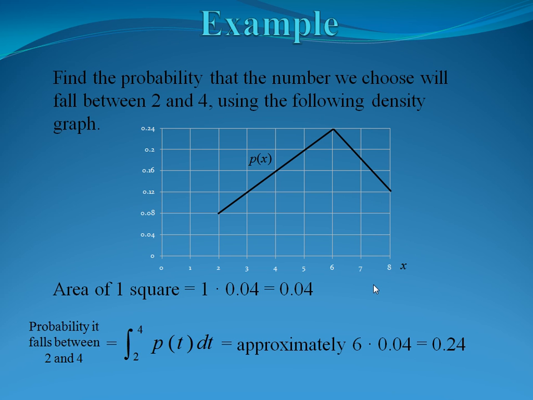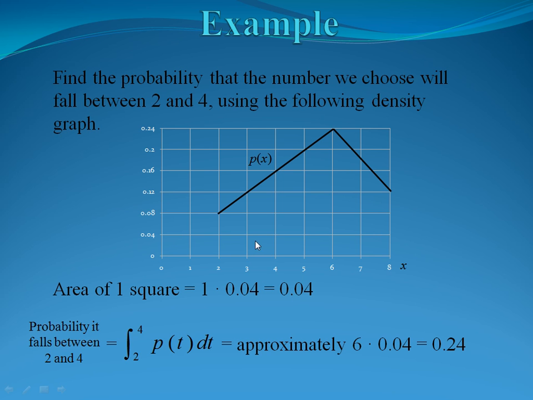So here we want to know what the probability is that the number that is chosen randomly will be between 2 and 4. As we said before, what that means is we want to know how much area is under the density graph from 2 to 4. How do we do that? Well, the first thing we want to do is calculate the area of one square. Here, let's look from 2 to 3. That's going to have a base of 1 and a height of 0.04. So the area of one square is 0.04.